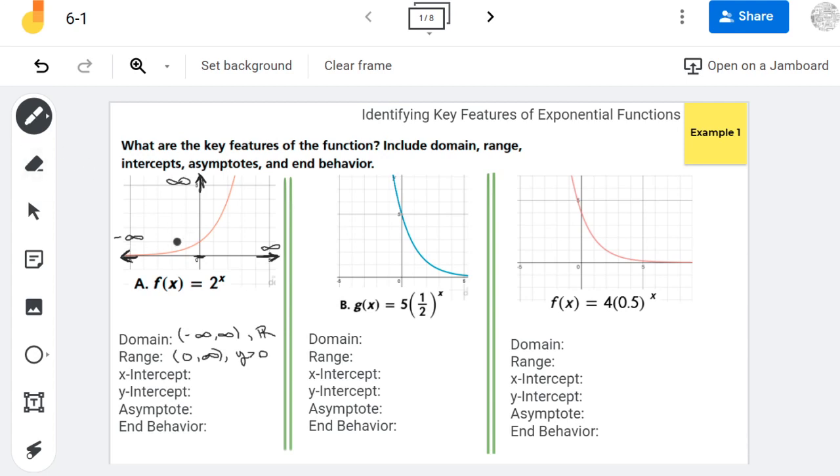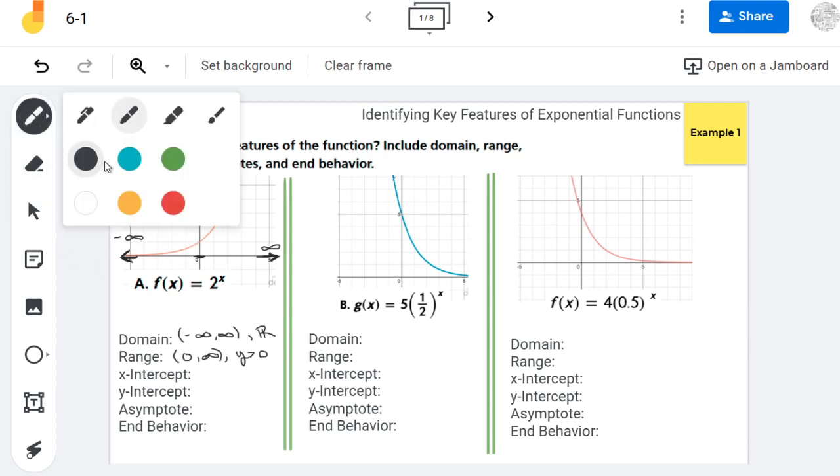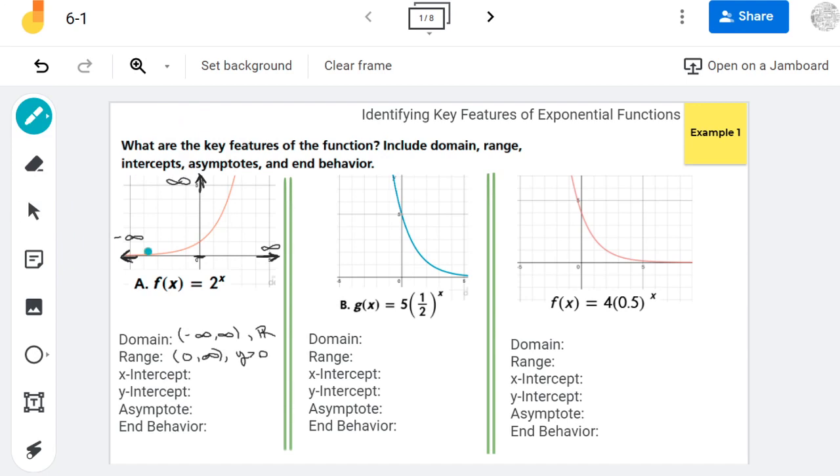Alrighty, so now let's talk about the fact that this graph kind of flattens out. What ends up happening is you get something called an asymptote down here. An asymptote is almost like a force field for a graph. So this graph gets closer and closer and closer to that force field, but it never actually touches it.